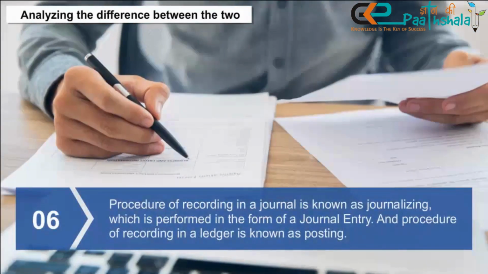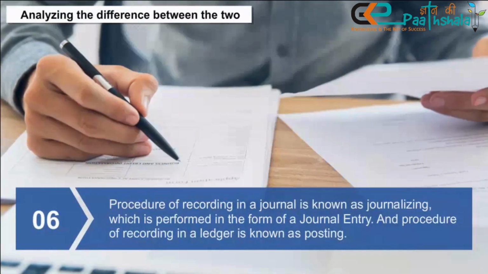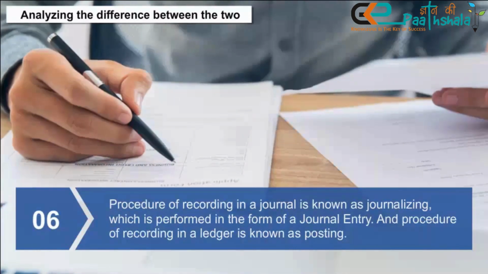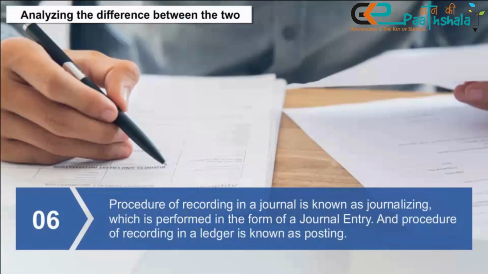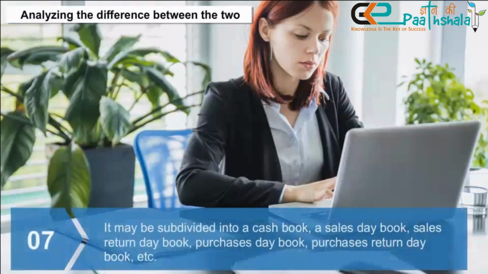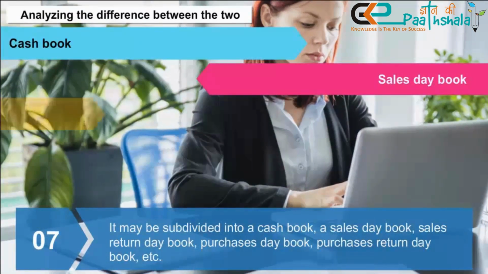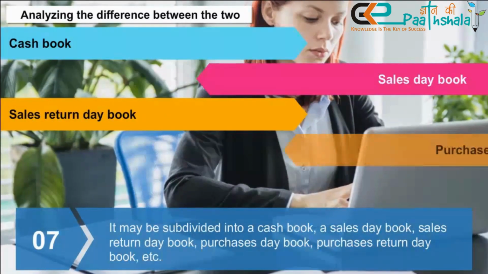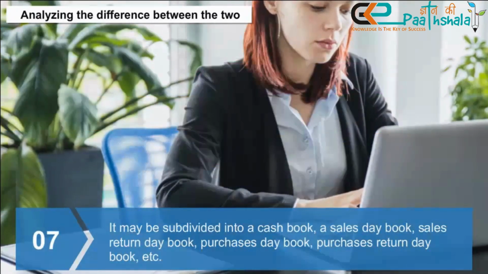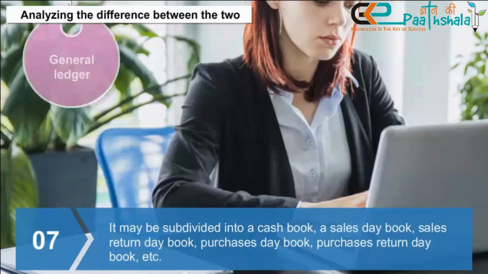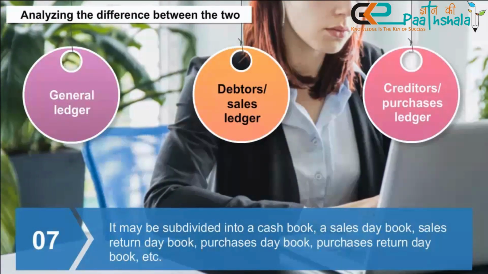6. The procedure of recording in a journal is known as journalizing, which is performed in the form of a journal entry, and the procedure of recording in a ledger is known as posting. 7. A journal may be subdivided into a cash book, a sales day book, sales return day book, purchases day book, purchases return book, etc. However, a ledger may be subdivided into general ledger, debtors or sales ledger, creditors or purchases ledger.